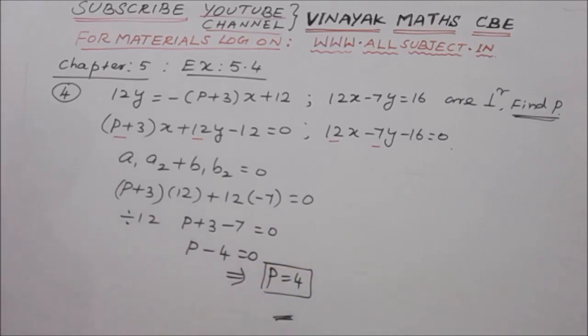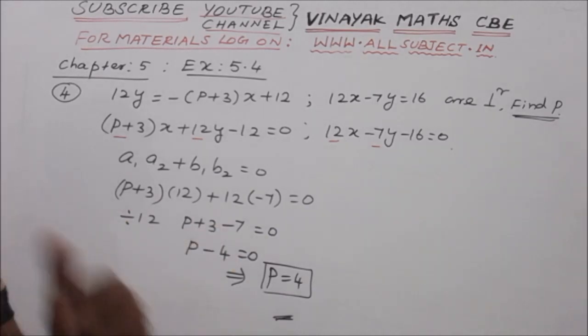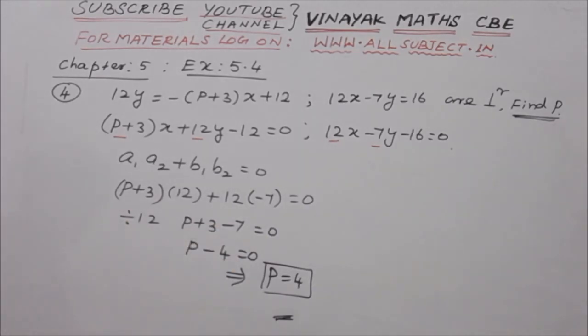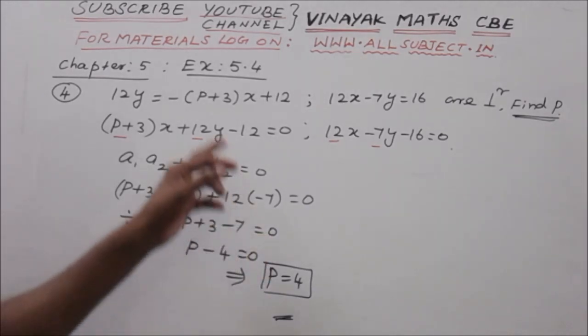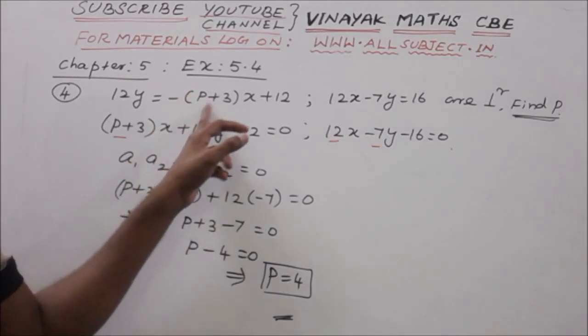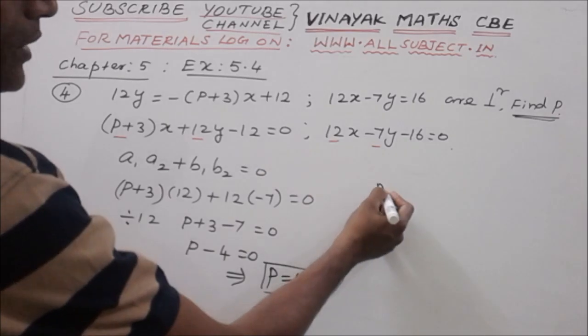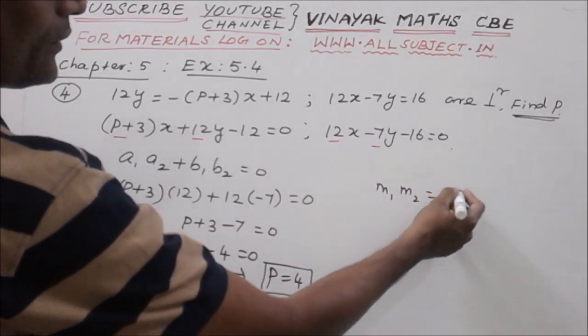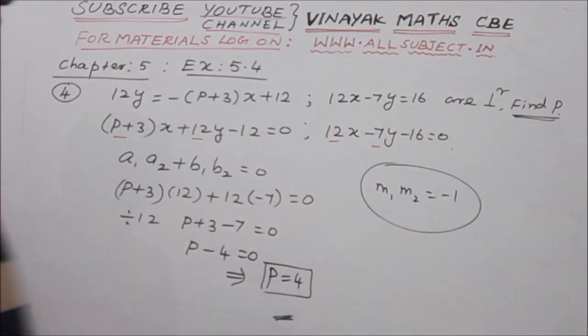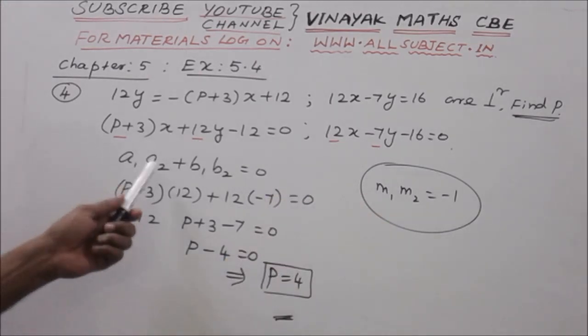It will be asked in 5 marks. You can go this way, that is very easy. One another form can also be applied, that is you can find slope of first one and slope of second one. If the lines are perpendicular, product of the slopes is equal to minus 1. If you go in this way, it will be longer than this method. So choose this method for this particular problem.